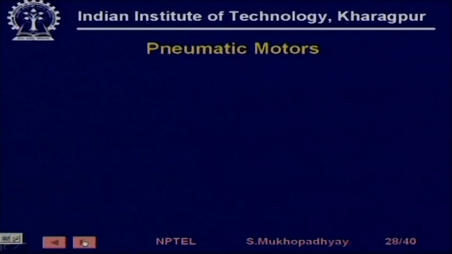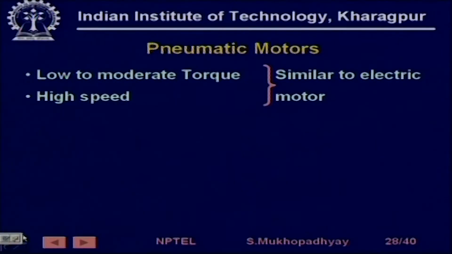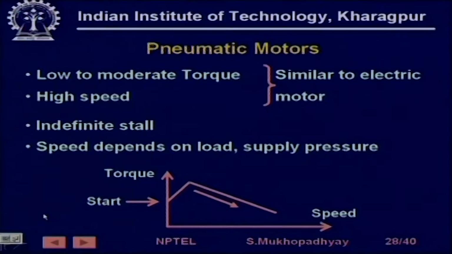Similarly, you can have pneumatic motors, and they can be again of different types: positive displacement type, non-positive displacement type. So you can have vane motors, or piston motors, just like we had in hydraulics. These are used generally for low to moderate torque and high speeds, somewhat like electric motors. One advantage is that they can be easily stalled. Electric motors cannot be stalled because that will make a very large current flow through these motors. There will be heating, etc.